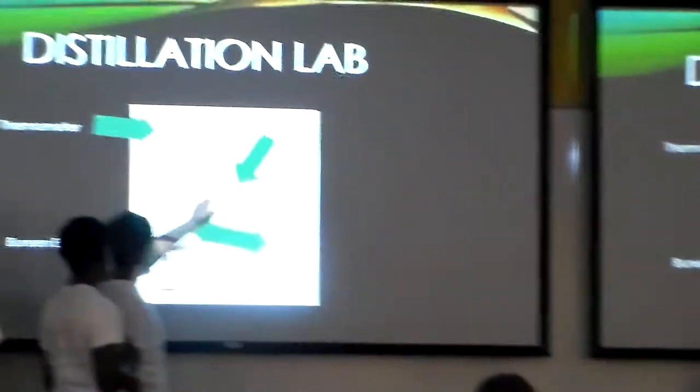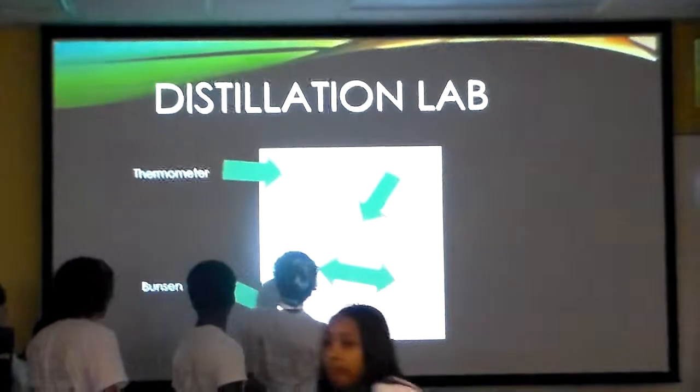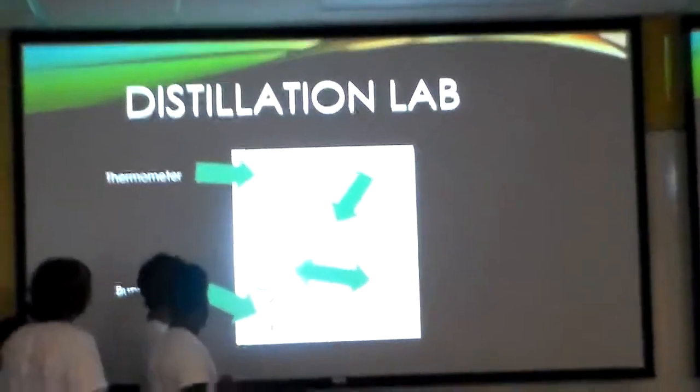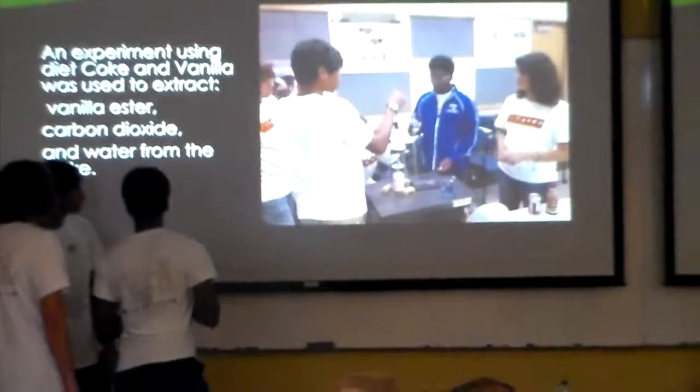These two are called Erlenmeyer flasks. This is basically the condenser, so when it became vapor, it came up here and condensed into a liquid state so you can use it for something. This is called a Bunsen burner, where you get the heat from.